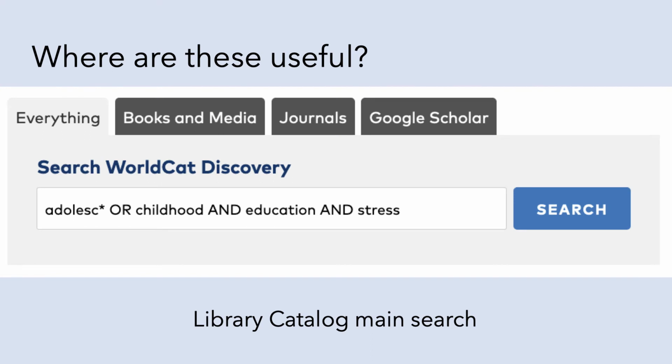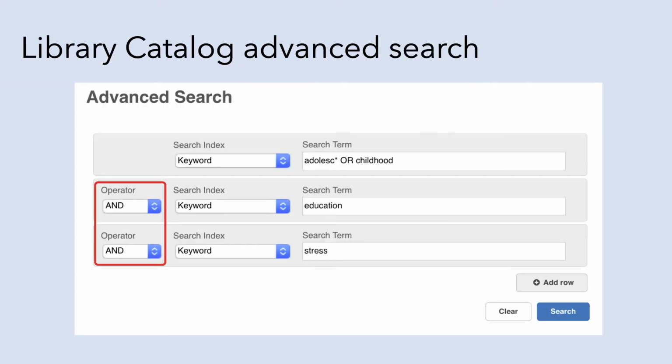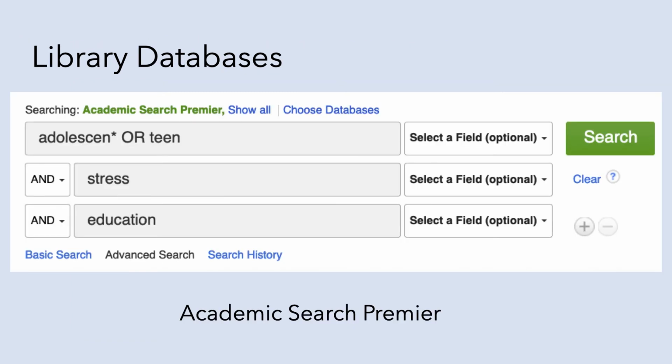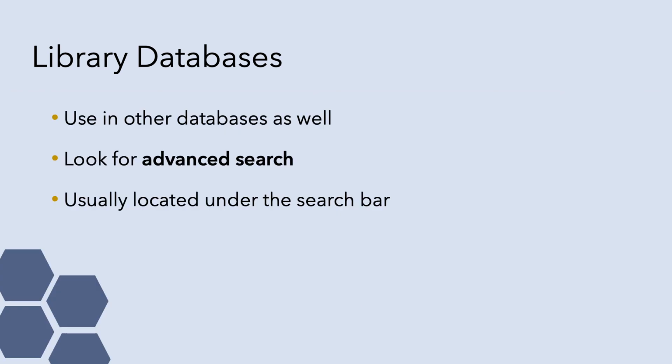These search strategies are useful in the library catalog, both the main search and advanced search. You can change the Boolean operator on the left, and you can also utilize the operators in a search bar to combine related concepts. Try using these search strategies in library databases like Academic Search Premier and JSTOR. If a database defaults to a simple search bar, look for an advanced search option. This link is often right underneath the search bar.